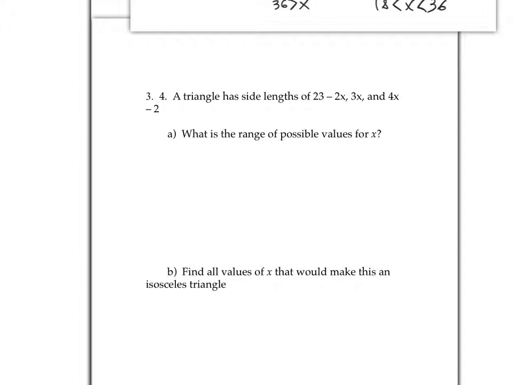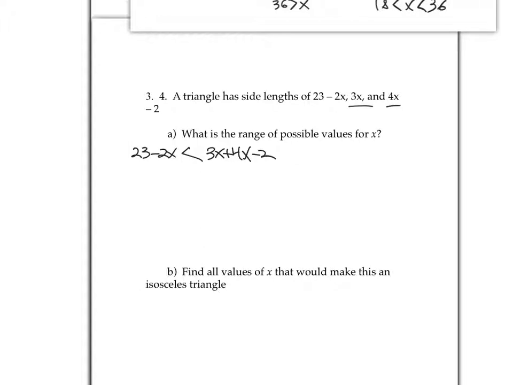Okay, a triangle has side lengths of 23 minus 2x, 3x, and 4x minus 2. Find the range of possible values for x. What do we know? We know that 23 minus 2x has to be less than 3x plus 4x minus 2. So 3x is one of the two sides and 4x minus 2 is the other.